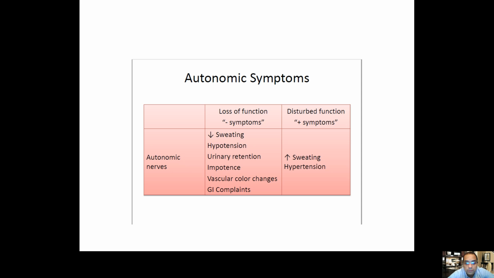And then they're struggling with their training, and they're not achieving the milestones and landmarks in their sports career because of this very annoying problem. Sometimes they go to see doctors, who offer them the choice of sympathectomy. The other autonomic symptoms are urinary retention, impotence, vascular color changes, and GI complaints.